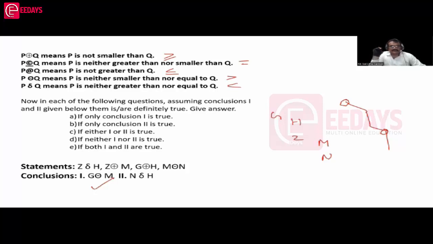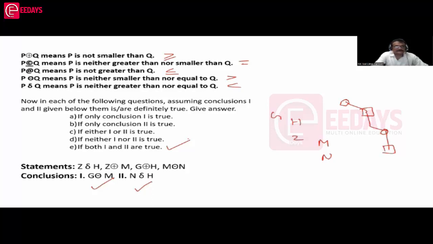Next, N and H. N is less than H. H is here and N is here. Now, is there any vertical line in between N and H? Yes. So second one is also valid. So what happened? Both 1 and 2 are valid.